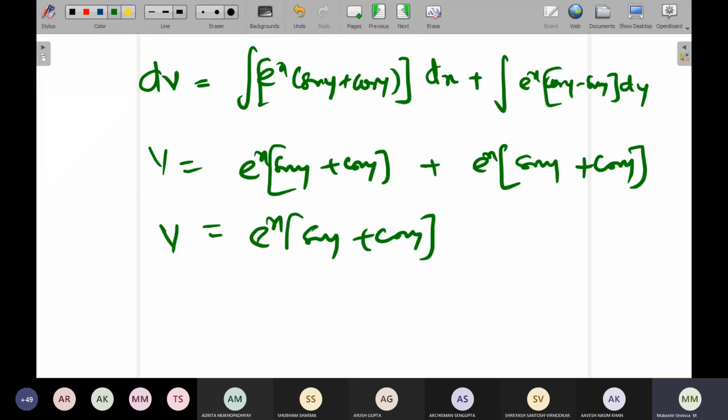Don't write again and again. Repeated terms need not be written. E power x (sin y plus cos y). You're getting it? Yes, ma'am.